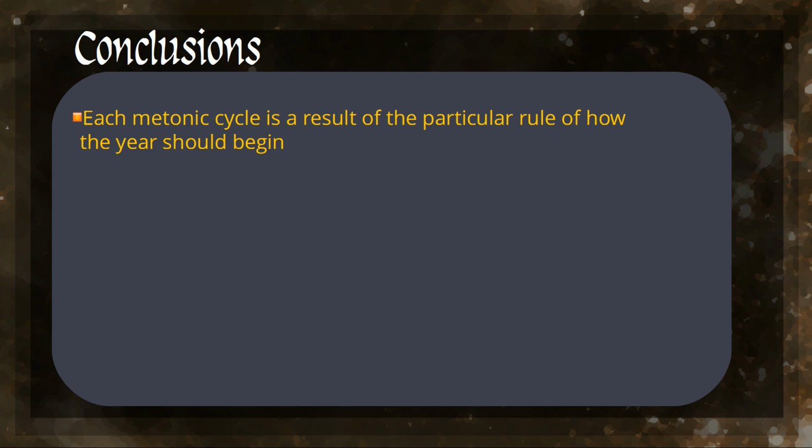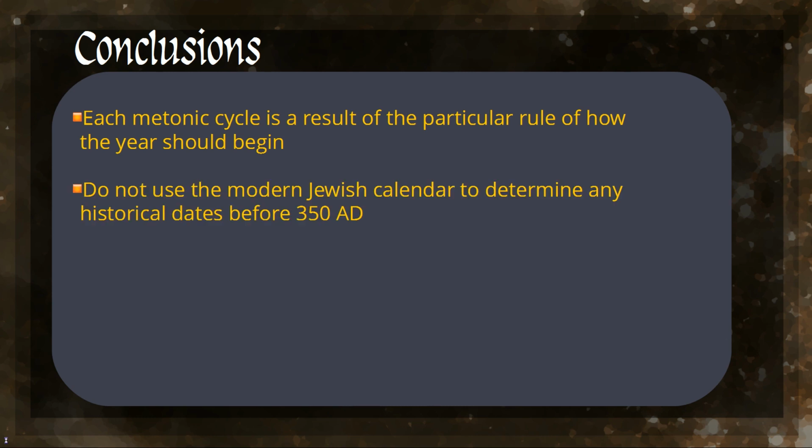There are some very important conclusions that are now evident. The first is the realization that Metonic cycles are not randomly generated. A calendar with particular rules regarding how a year should begin results in a particular Metonic cycle pattern. We have seen 3 different calendars with 3 different rules of starting the year. That is why 3 different Metonic cycles have been generated.